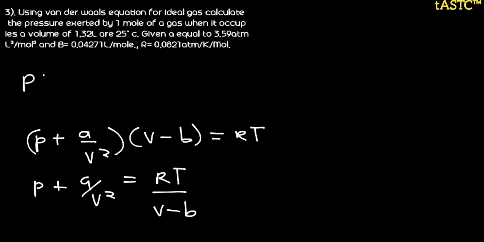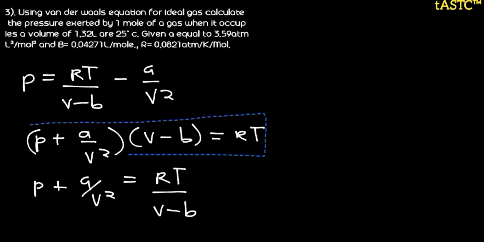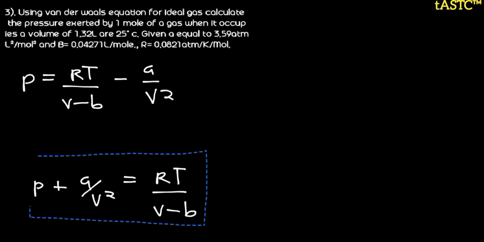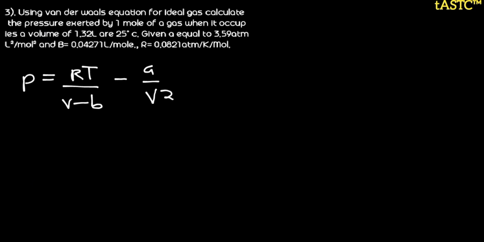So we're going to have P equal to RT divided by V minus B, and this will be minus A divided by V squared. Now we already have all the parameters which are needed, so we are just basically going to plug them in. Now R is 0.0821 and we have T, that is the temperature. T was given as 25 degrees Celsius.